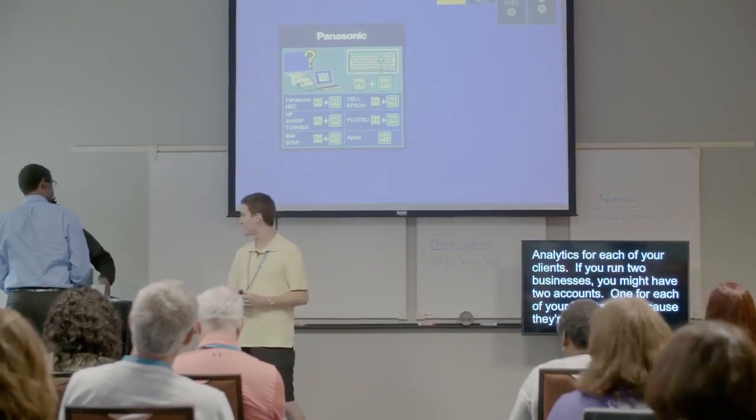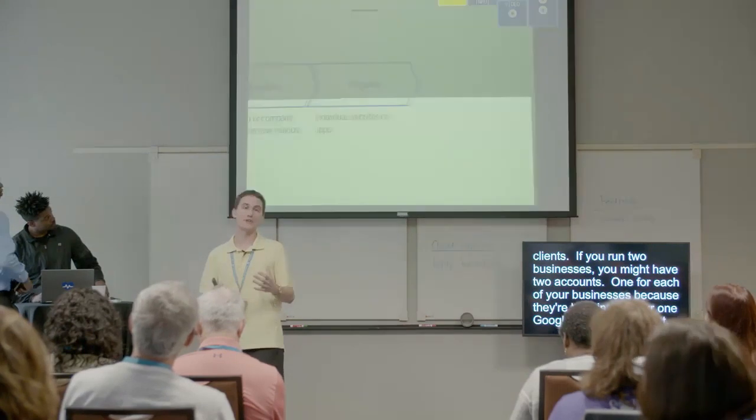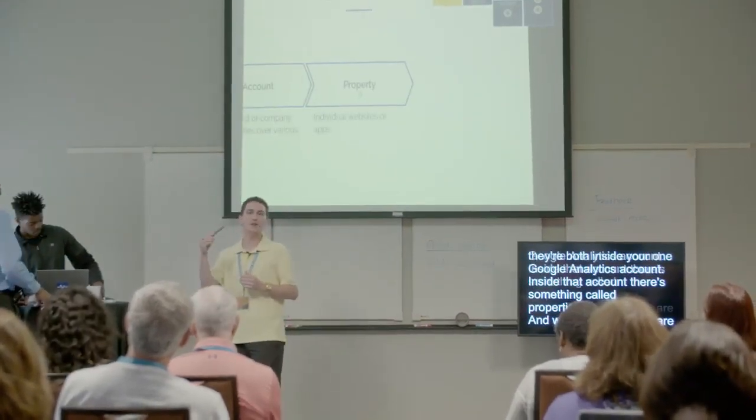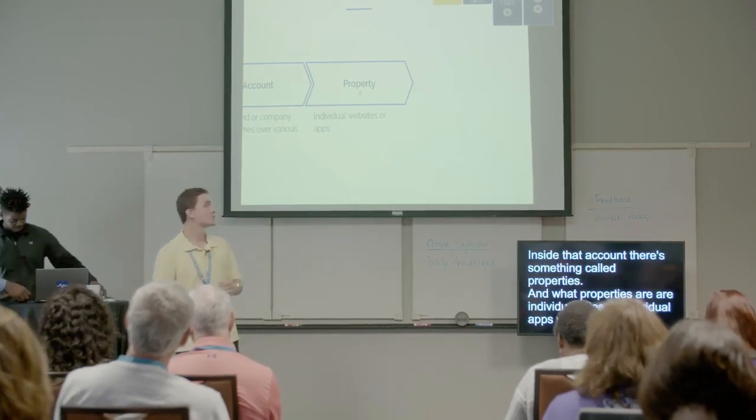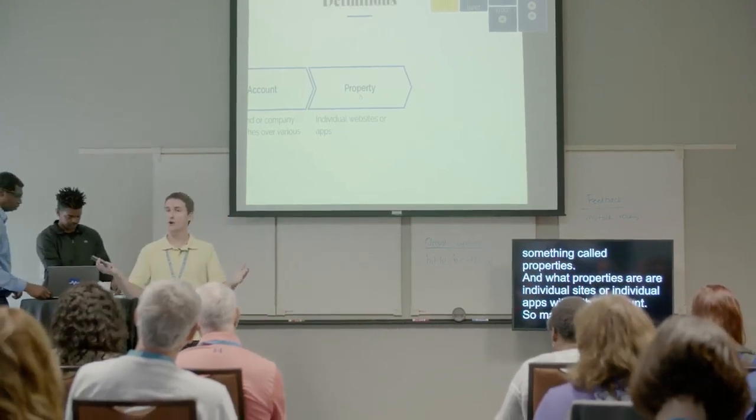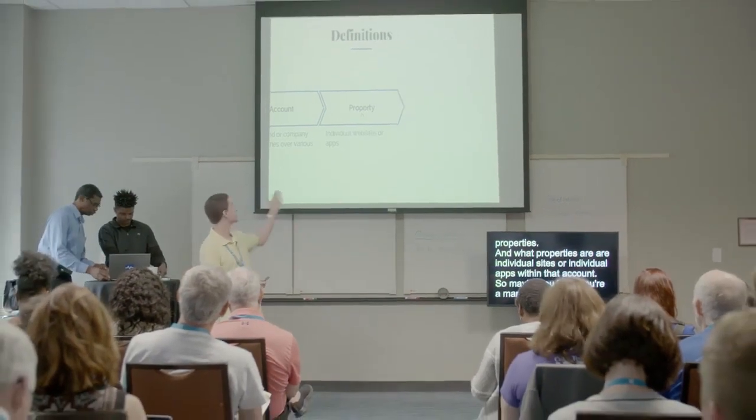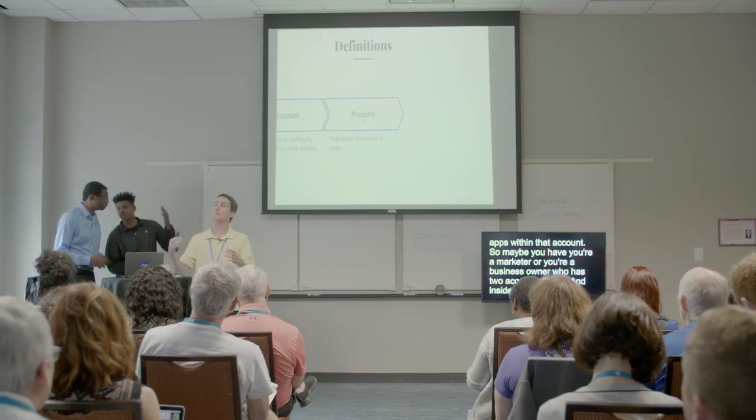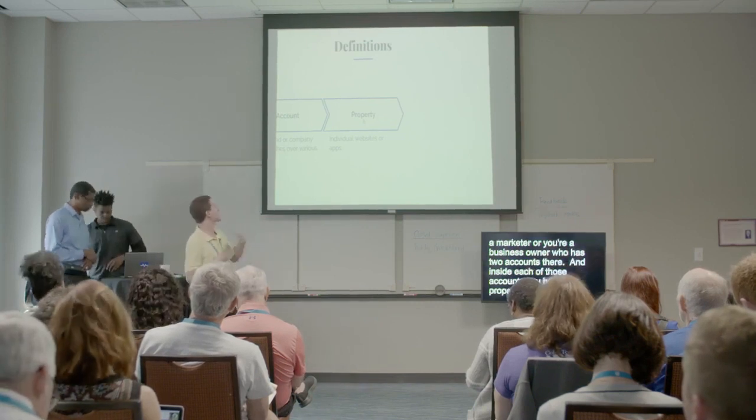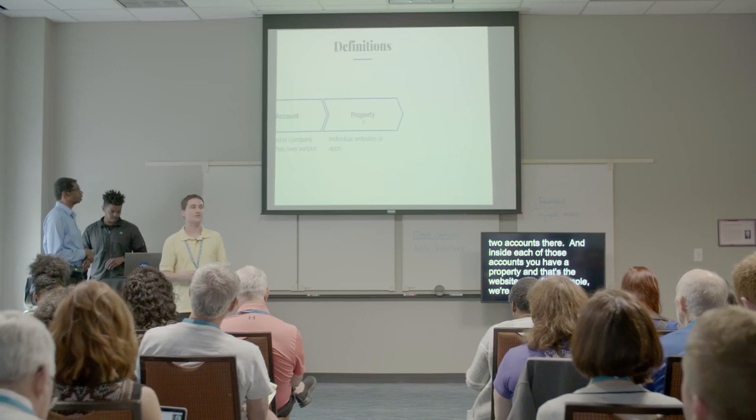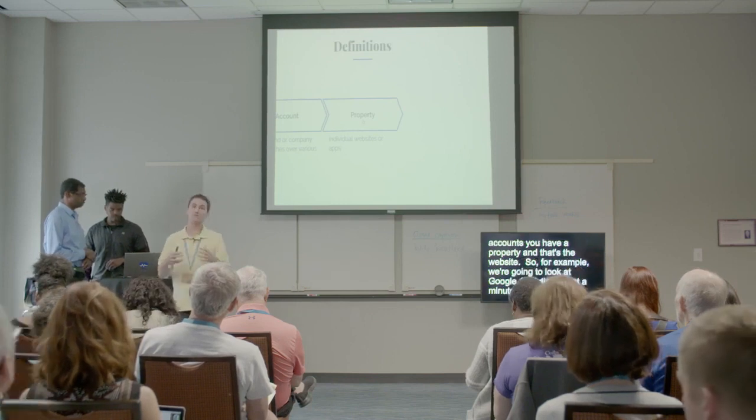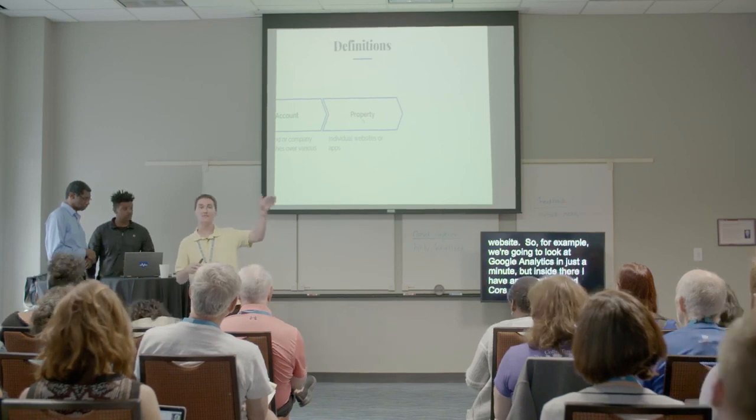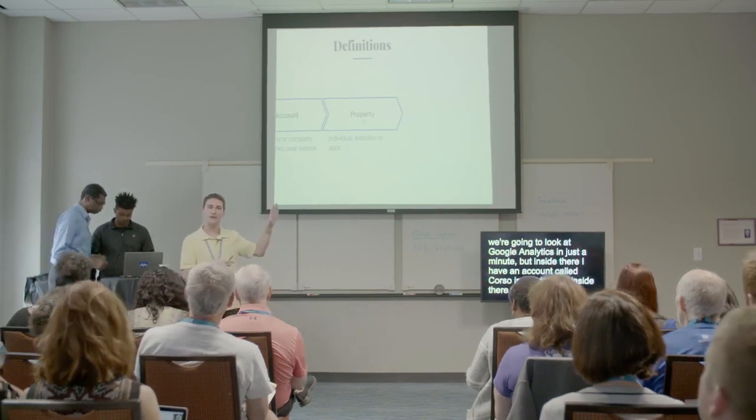Then inside that account, there's something called properties. Properties are individual sites or individual apps within that account. So you might have two accounts, and then inside each of those accounts, you might have a property, and that's the website. For example, we're going to look at Google Analytics in just a minute, but I have an account called Corso Industries, which is one of my companies. Inside there, we have a property for one of my websites, and then another property for another one of the websites underneath that company.